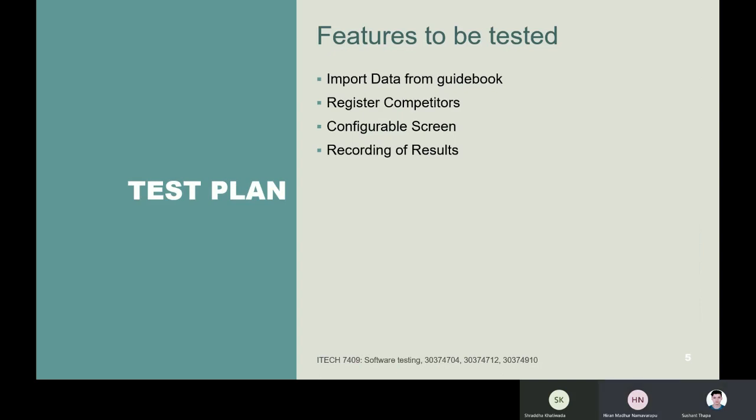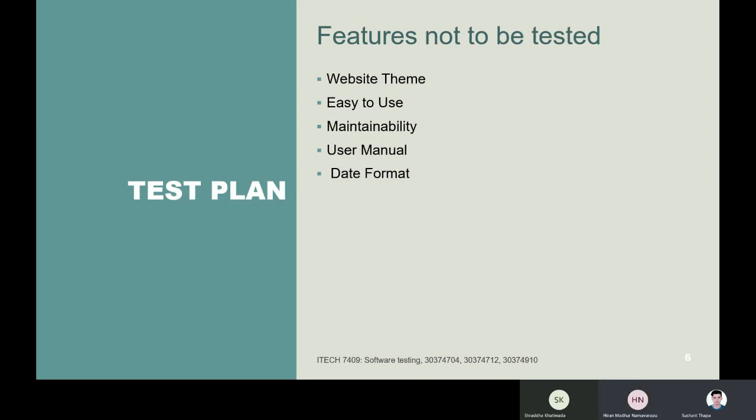Now I'm going to discuss the features that need to be tested in the OBMS. Among multiple features in the documentation, we have collected a few for the slide, like importing data from the guidebook, registering the competitors, configurable screens, and recording of the result. We will discuss the tests associated with these in the coming slides. This slide talks about the features that do not require testing. A few of them are website theme, easy to use, maintainability, user manual, and date format.